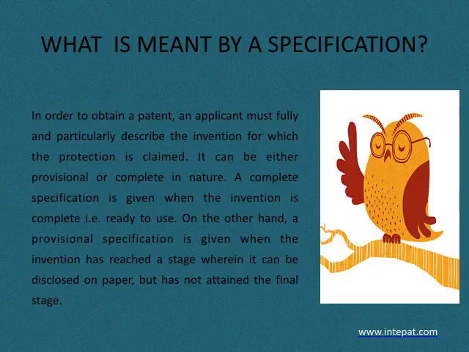A complete specification is given when the invention is complete, that is ready to use. When you have a final product or process complete or ready, then a specification that you file, that gives a detailed analysis, a detailed outcome of what your invention is and what it entails, what is the process involved in it, will amount to a complete specification. However, a provisional specification is given when the invention has reached a stage where it can be documented, that is, it can be disclosed on paper, but has not attained the final stage.